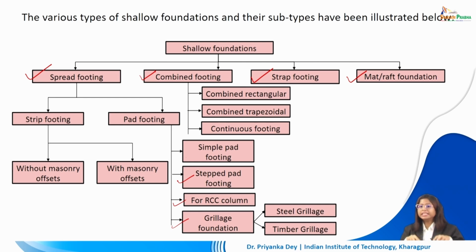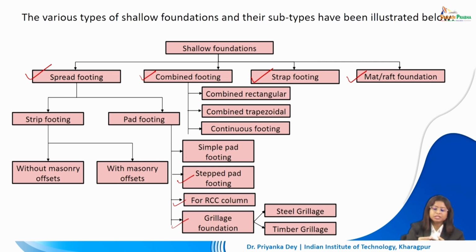Now, if we are dealing with a situation where we are at the property boundary line, or two columns are very close to each other that need to be supported, it's possible that the size of the footings is such that they are overlapping each other. In that case, we can go for a combined footing. Combined footing is supporting two columns at the same time.